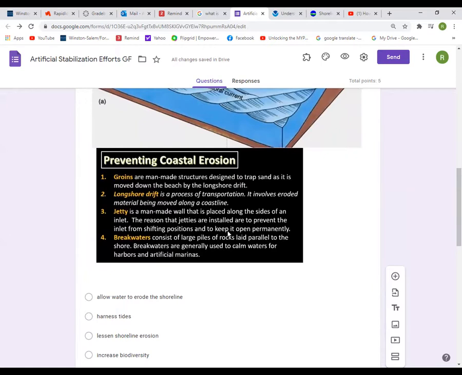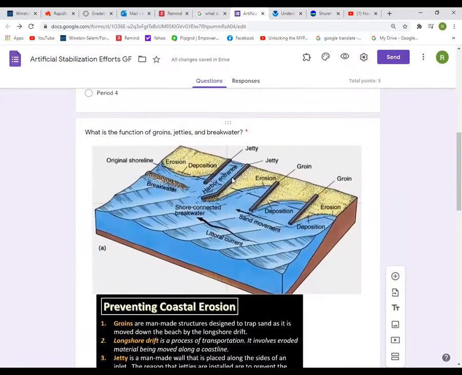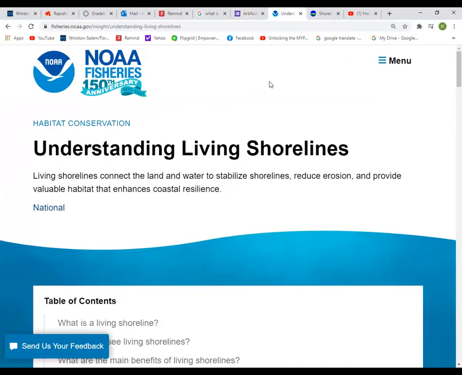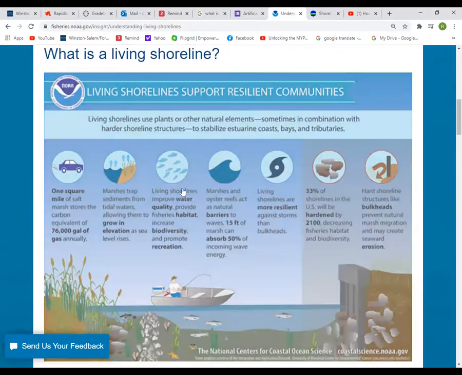First, why do we need to protect our shoreline, except that we need to protect our property or the property of the government? There are several good reasons why we need to protect our shoreline, and I've learned them from reading this web page. So these are the things that tell us why the shorelines need to be protected. What is a living shoreline?